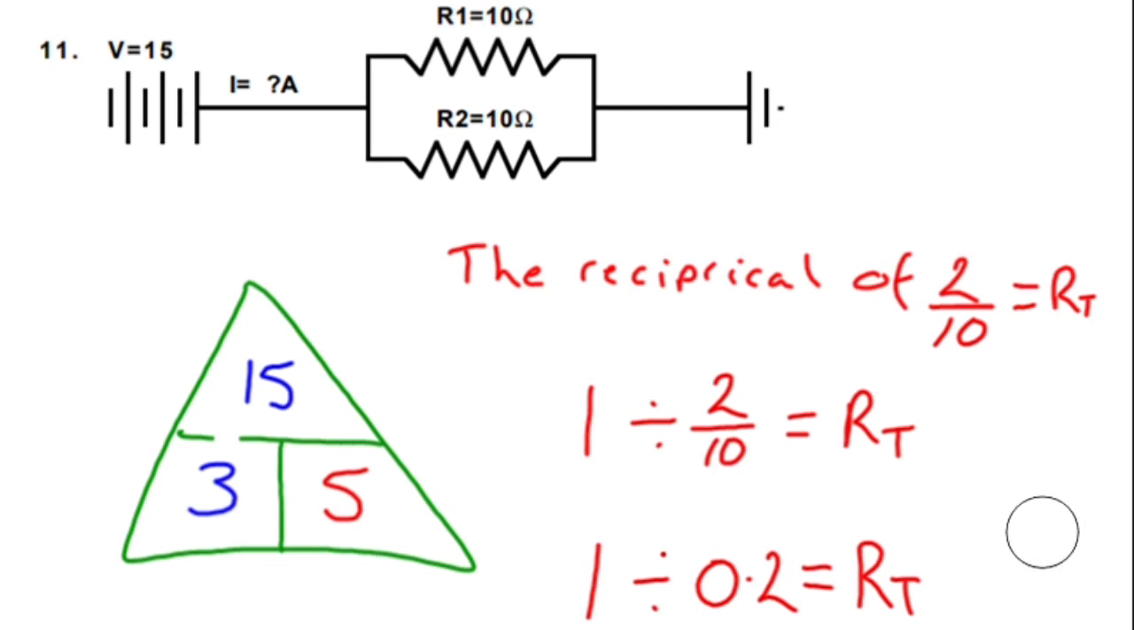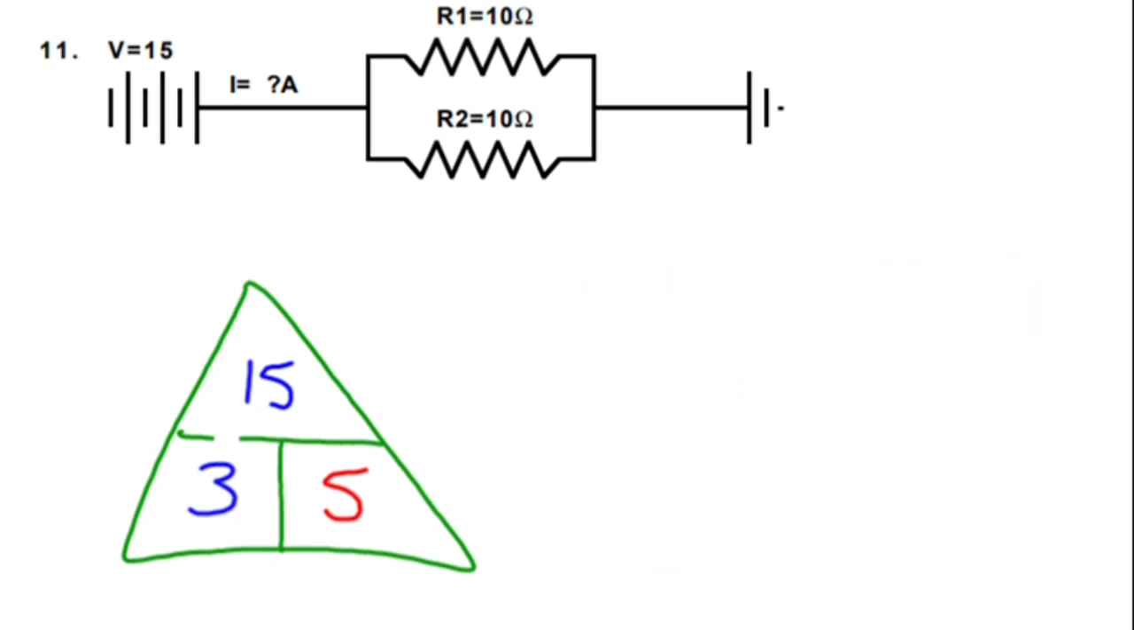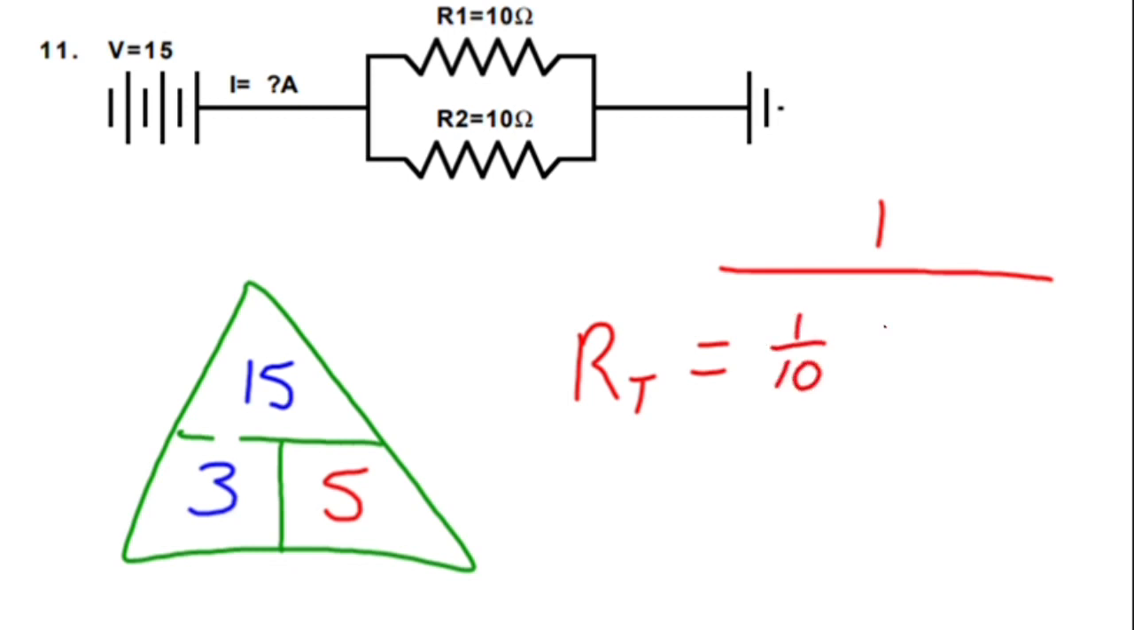So to summarise, I'm just going to clear this part of the board. In summary, to find the total resistance of a parallel circuit, or RT, we need to find the reciprocal of the total conductivity of that circuit, which is 1 over R1 plus 1 over R2 and so on, for however many branches of resistance there are in the circuit.